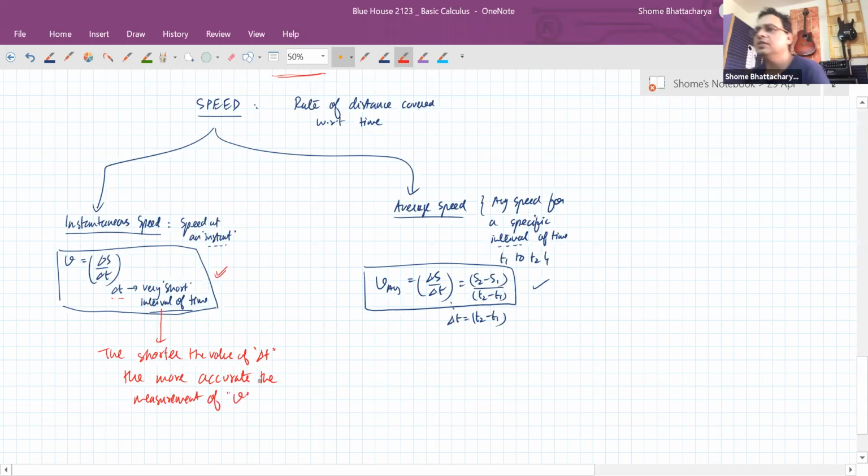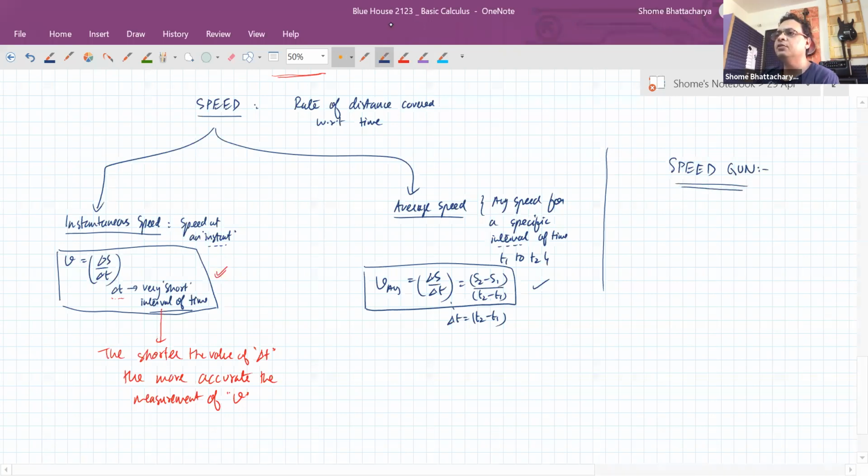So if we are using, let's say, a combination of instruments to measure instantaneous speed, and a particular instrument is able to measure it for an even shorter interval of time compared to the other one, then the one which is measuring for a shorter interval of time will give me a more accurate measurement of instantaneous speed. It will give me a better measurement of instantaneous speed. For example, apart from speedometer, you would have heard of an instrument called a speed gun. A speed gun is used to measure the instantaneous speed of moving objects, right?